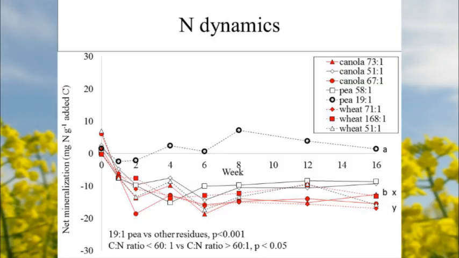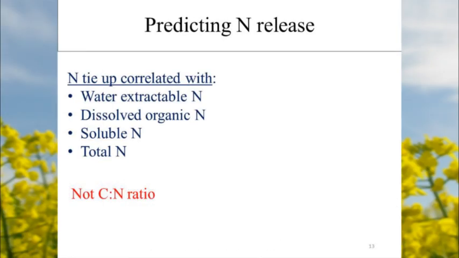And so when I tried to predict the nitrogen release, I found that the amount of nitrogen that was immobilized or tied up in this system correlated with the amount of nitrogen in the plant residue. And it didn't matter what type of nitrogen that was: total soluble nitrogen, the amount that dissolves readily in water without any sort of treatment or digestion, and then water extractable nitrogen too.